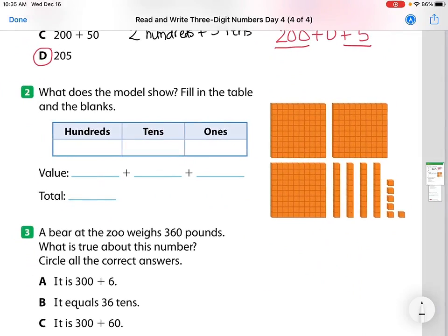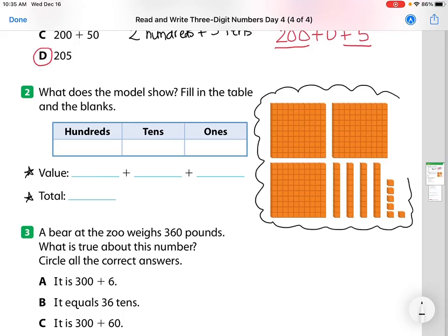And number 2, I can see real quickly that they've given us some place value models, pictures to show us to represent the 3-digit number. And they've got a place value chart. They want us to do values, and then they want us to do the total. So basically, we are going to be looking at what is being represented here.